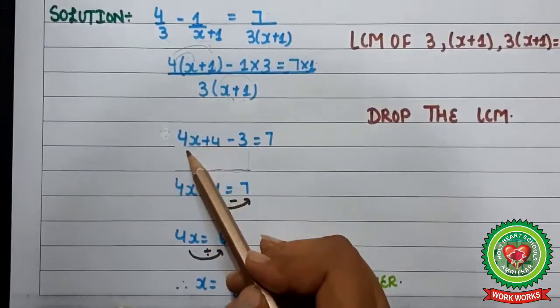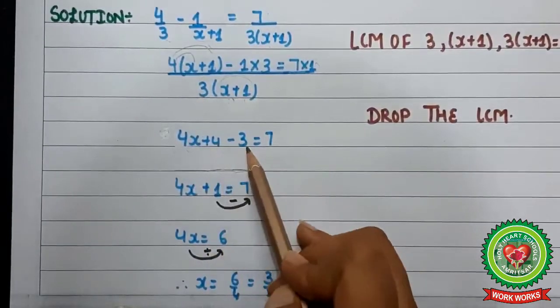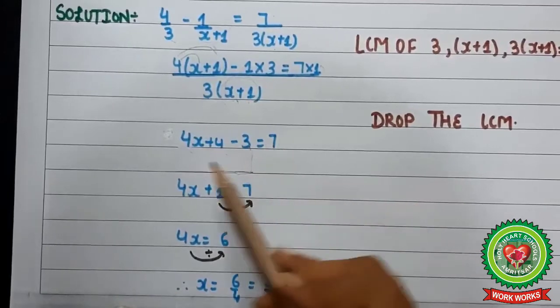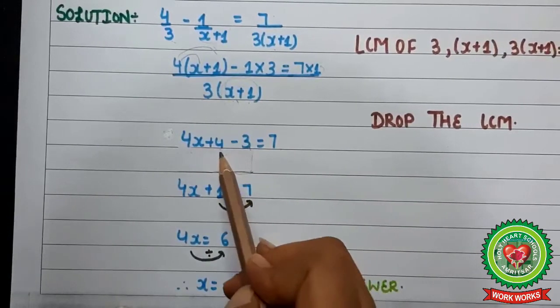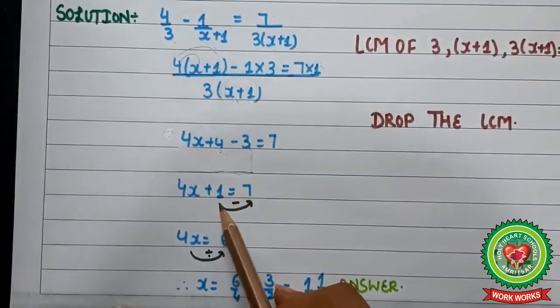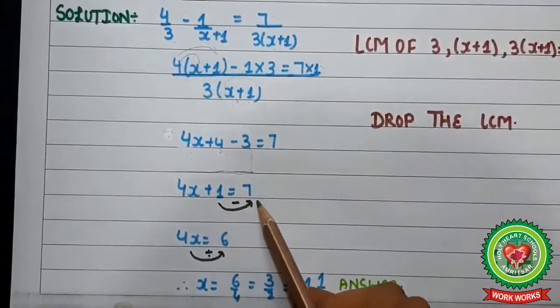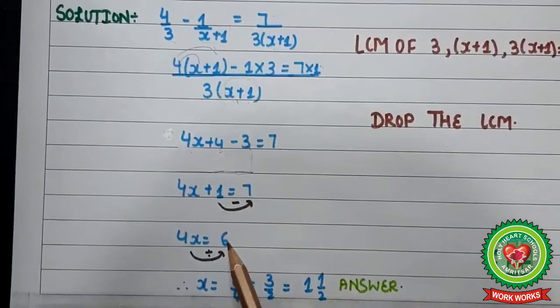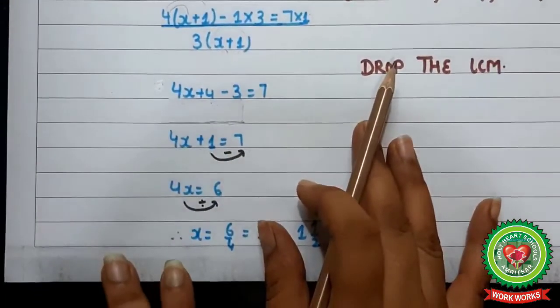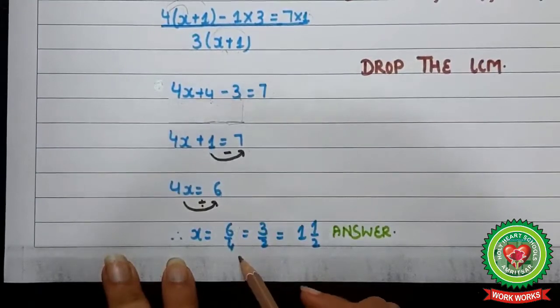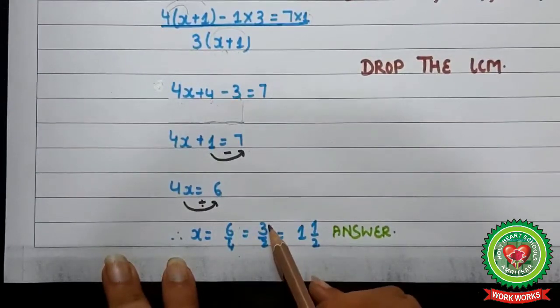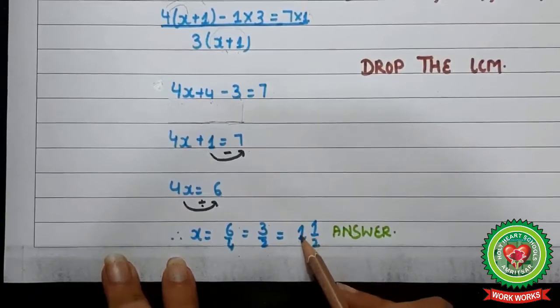Here we will get 4x plus 4 minus 3 is equal to 7. Here we will subtract these two, taking the sign of the bigger term. Subtract the numbers, we will get plus 1. This 1 will shift to this side. We will get 7 minus 1 is equal to 6. Now this 4 will be shifted. It will become 6 upon 4. Do the cutting on the 2 table. Here it will be 3 upon 2. So answer is 1 whole number 1 upon 2.